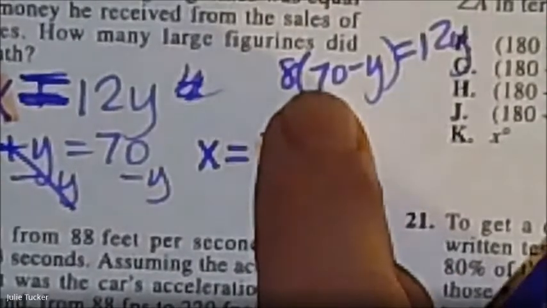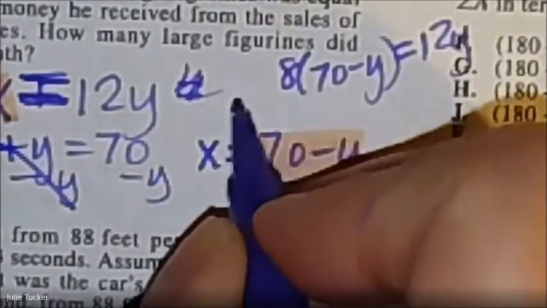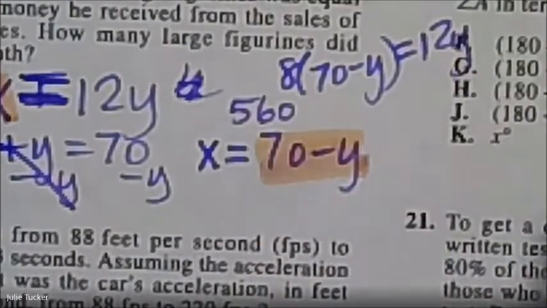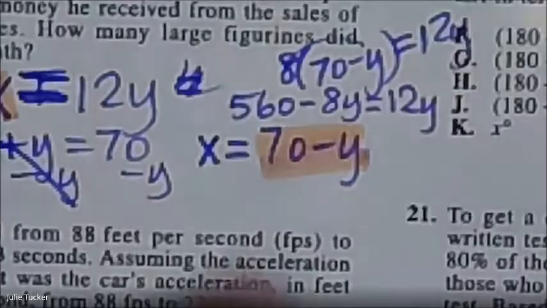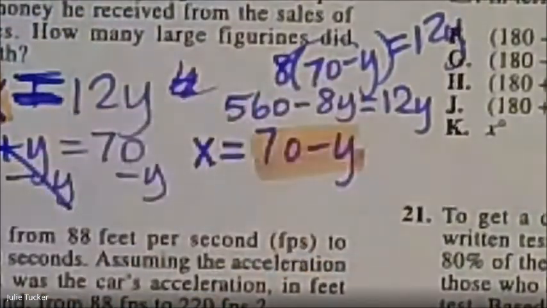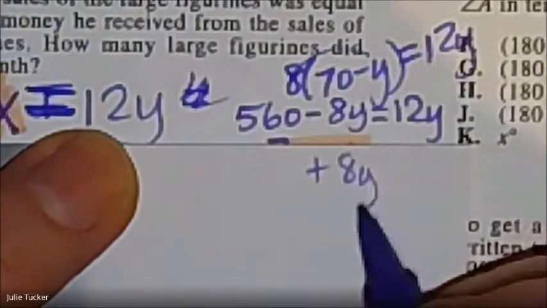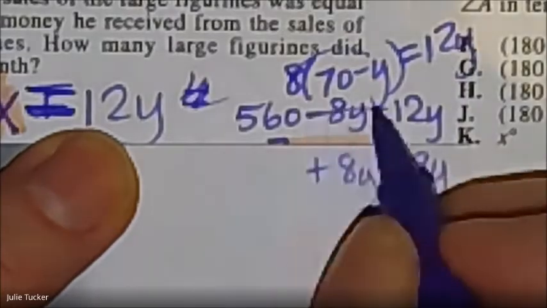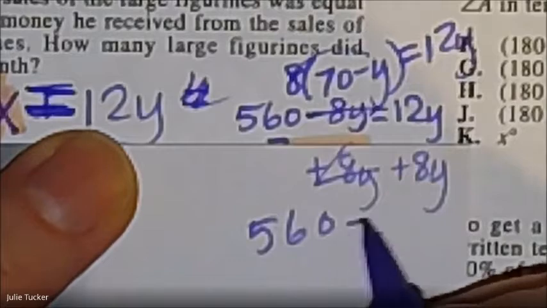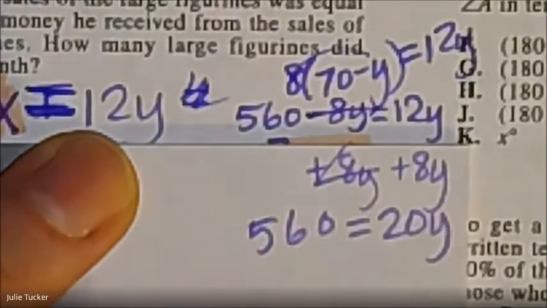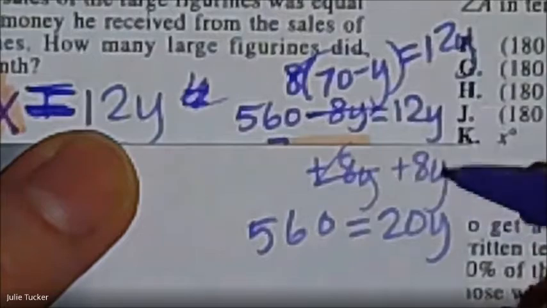So if I distribute 8 times 70, I'll have 560. And then 8 times negative y, so that's negative 8y, equals 12y. Sorry that this is in the way. I'll put a new piece of paper there. Good. So then we'll go plus 8y on both sides. And then this goes away. 560 equals 20y, because 12y and 8y is 20y. Now what?